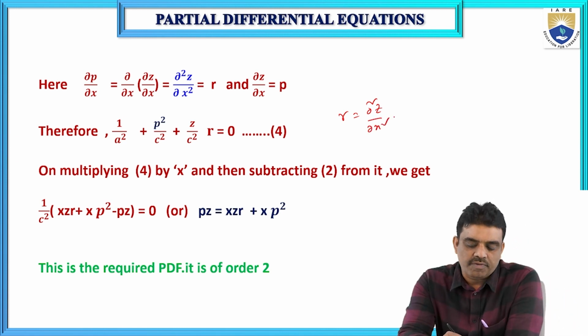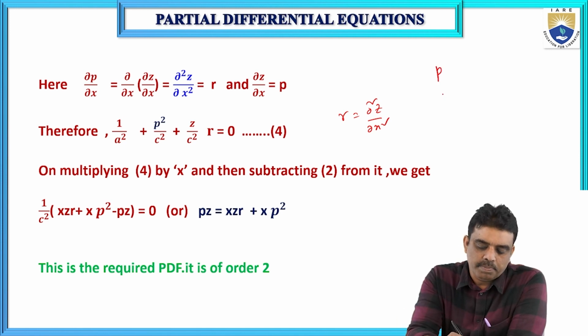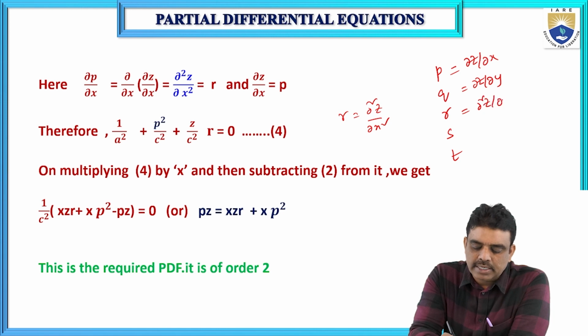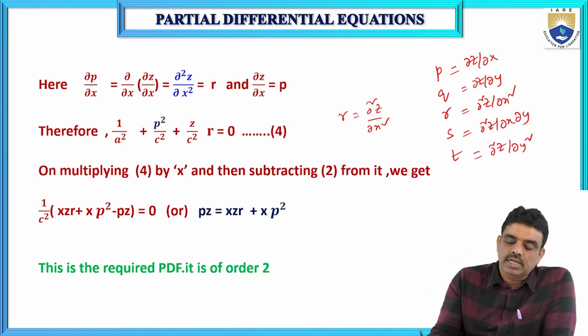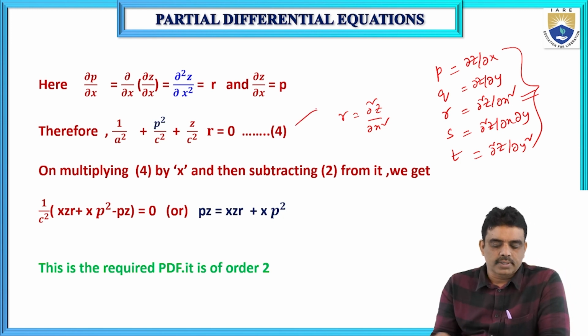The notation which we are following is p, q, r, s, t. p means dou z by dou x. q means dou z by dou y. r means dou square z by dou x square. s means dou square z by dou x dou y. t means dou square z by dou y square. These are the notations which we are following throughout the chapter. So here dou square z by dou x square is replaced by r. This is equation number 4.